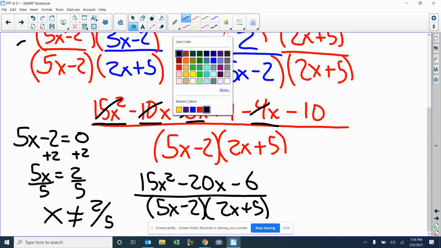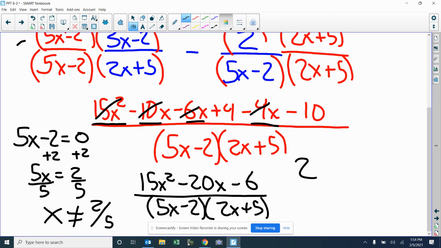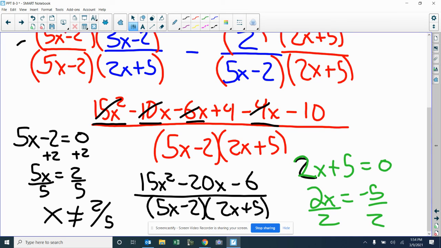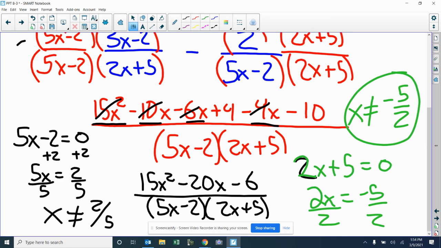I'm going to take this second one over here, okay? And we're going to set it also equal to 0. 2x plus 5 equals 0. Take that 5 away by subtracting. It'd be negative 5. Then divide by 2. And now we're down to our last one. X cannot be negative 5/2. So it can't be these values.